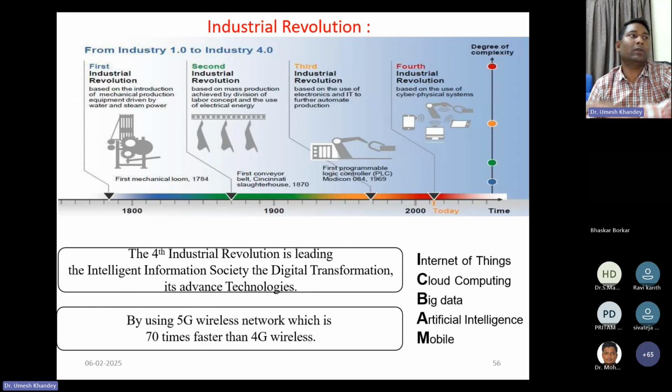So starting from the first revolution till the fourth industrial revolution, what was happening? Some form of energy was used, some automation was done. After automation, the manufacturing systems became more accessible to the operators. From one place you can sit and operate machines that are situated in a different place. That is now possible in the fourth industrial revolution.